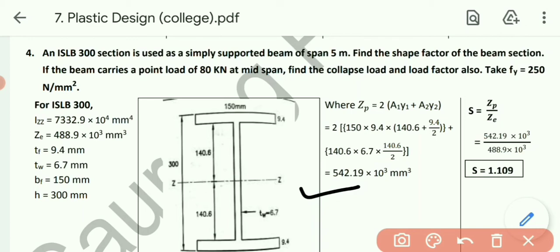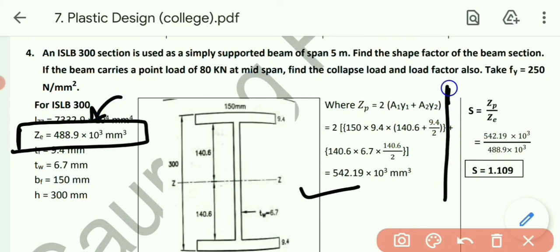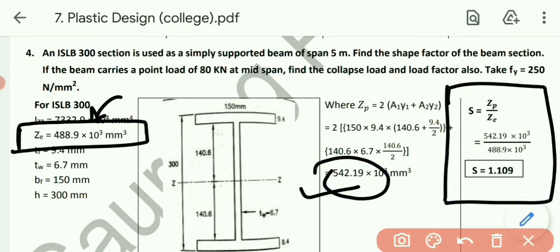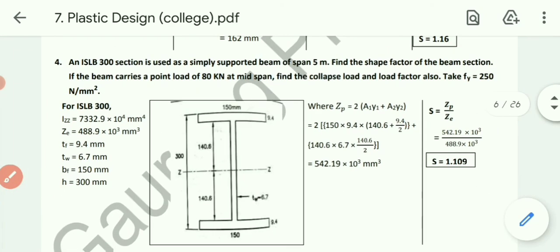While talking about ZE, the elastic section modulus, until now we were calculating it by taking the ratio of MI with respect to CG, but as it is a rolled section we can directly take its ZE from the property. From the property we have already got the value of ZP. So now the safe factor equals ZP by ZE. ZP is 542.19 into 10 raised to 3, while ZE is 488.9 into 10 raised to 3. So ultimately the safe factor will be 1.109. So guys, these were some of the examples of the safe factor. Hope you have got the concept of the safe factor. Okay, thank you.